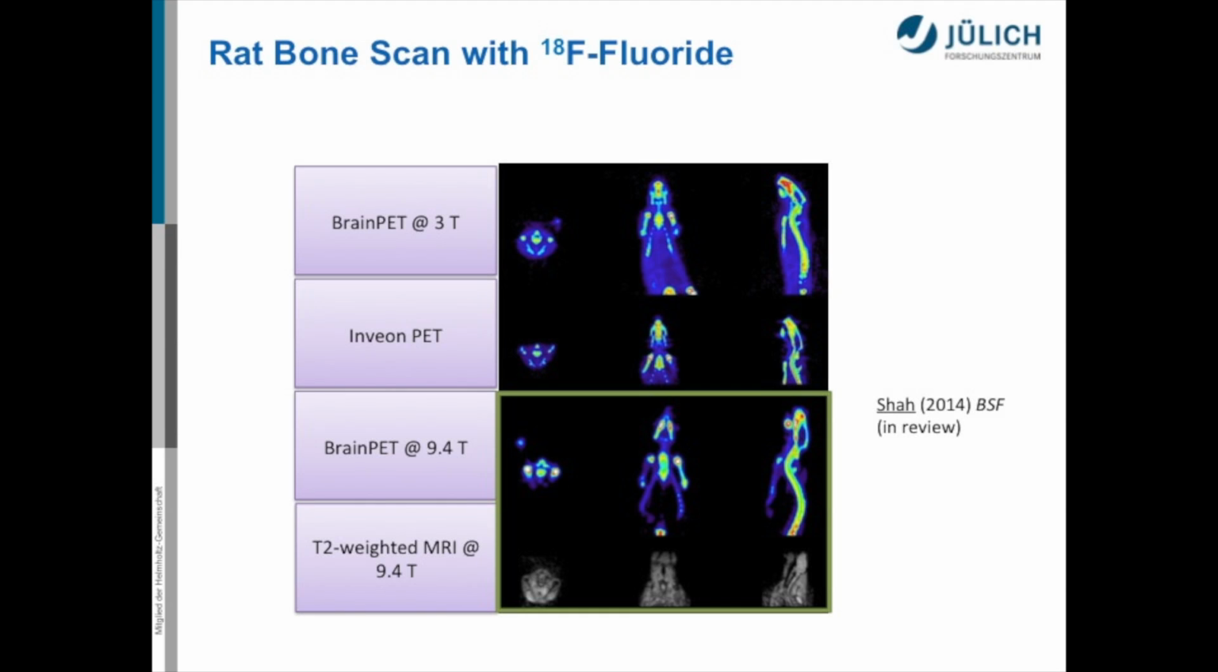And this is an F18 fluoride scan of a rat, acquired in the 3T brain PET and acquired in the dedicated animal PET, the Inveon, and these two were acquired simultaneously. And you can see that there are no visible artifacts in the MRI, and the PET is very comparable to the other instruments. So we're pretty much ready to do hybrid imaging, if we could get our 9.4 Tesla field back.